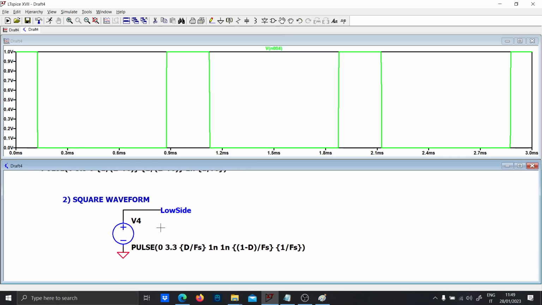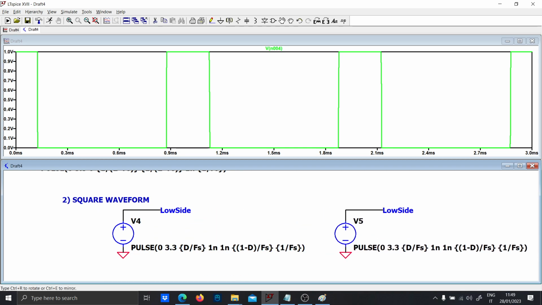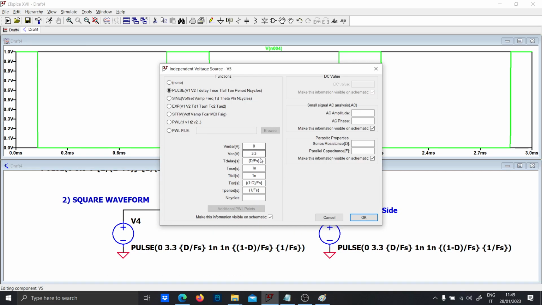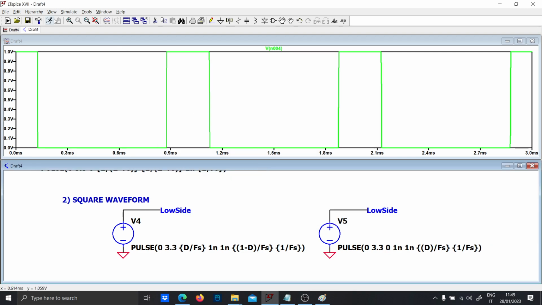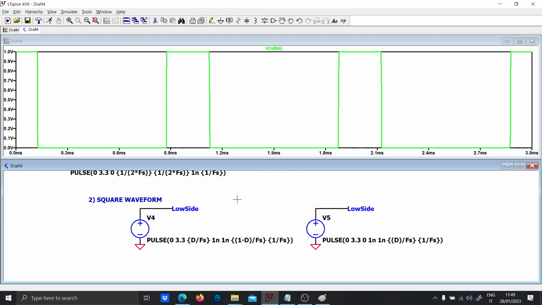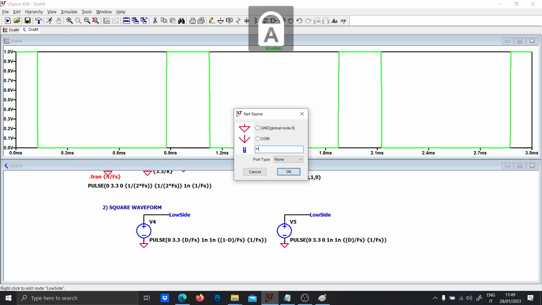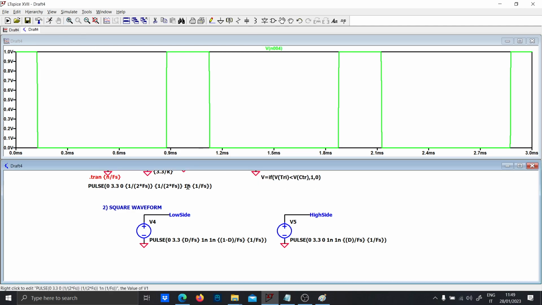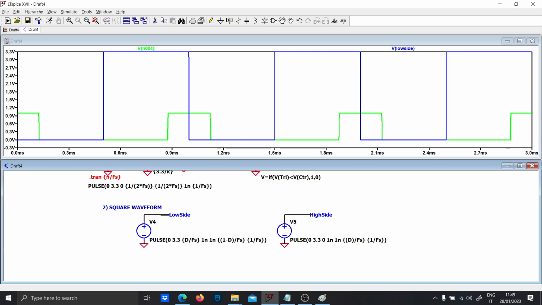and the high side is the same but without the delay and this D here. So let's run the simulation. The low side and the high side are like this. As you can see, I generated efficiently two complementary square waveforms, and with the frequency which is needed.